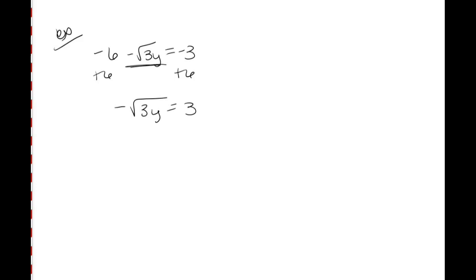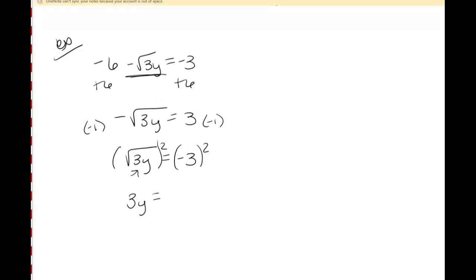Now I have this negative out front. There's two ways to deal with it. Probably the easiest way for you is to multiply both sides by negative 1. So I'm going to get a positive square root of 3y equals negative 3. I'm going to do that because then when you square it, it's going to be easier to see. Again, when I square a square root, I get simply what's underneath there. Now negative 3 squared is 9, and y equals 3.